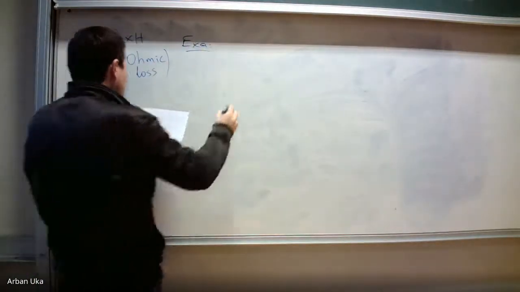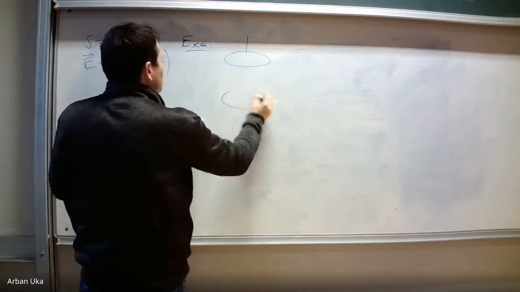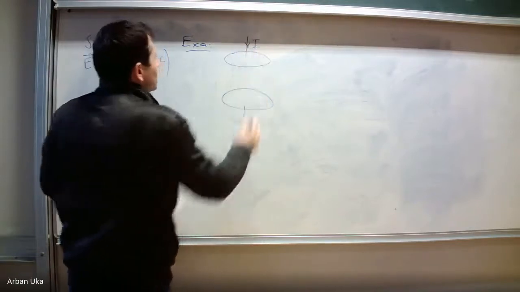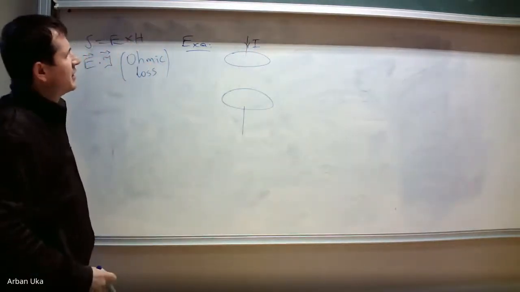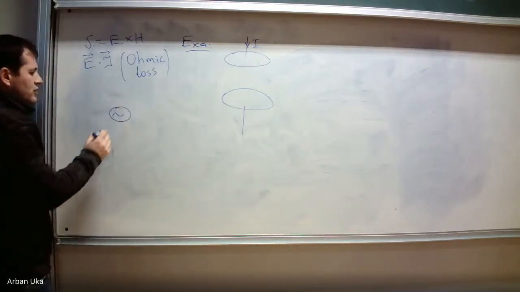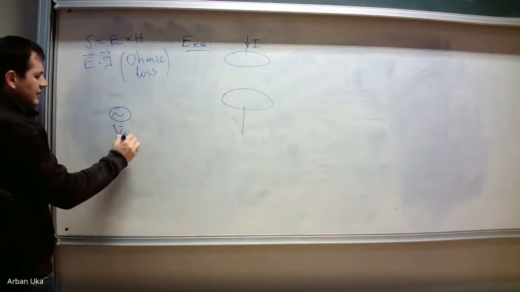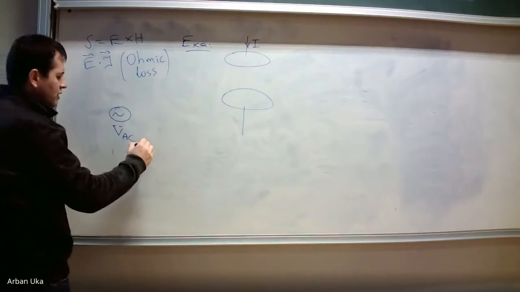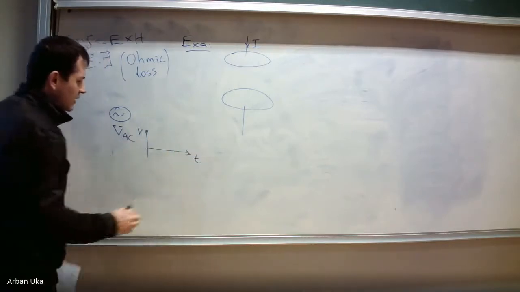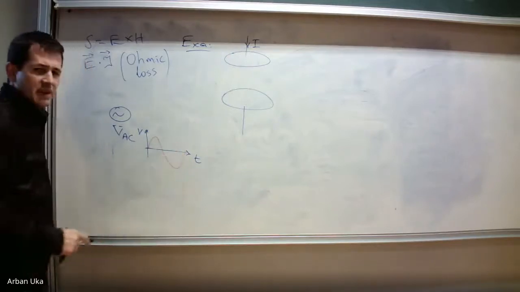So assume that we have a capacitor, and we have a current that is flowing in the capacitor. In principle, often you connect an alternating current power source, so this is V_C or V_AC, and the input voltage is going to look like this. This is the voltage, this is the time, and it's going to be a sinusoidal behavior, okay?